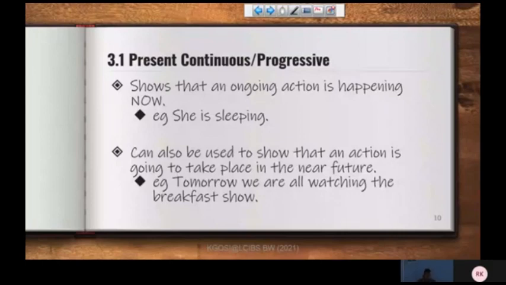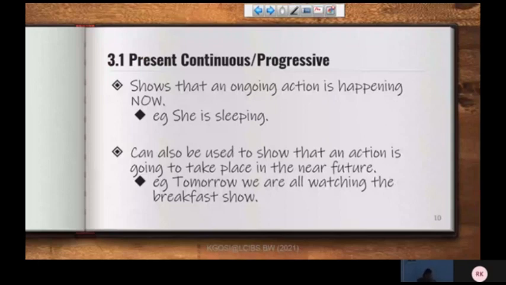It's also possible to use the continuous present or progressive present to represent something that's going to happen in the near future, usually as a directive. Like if you look at this example there that says, tomorrow we are all watching the breakfast show. Yes. On Wednesday, you are writing your test.